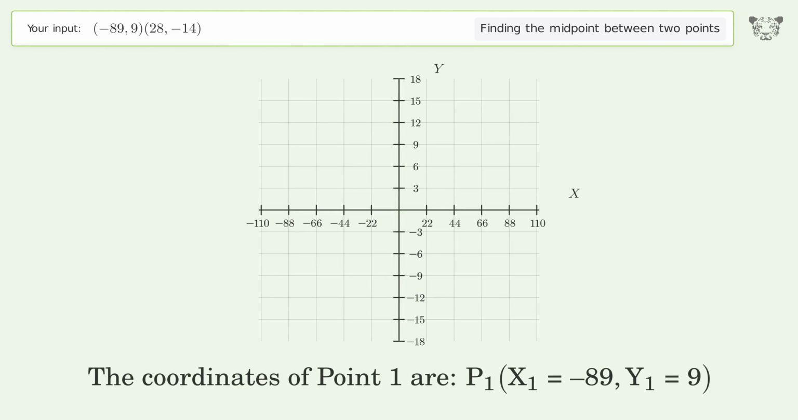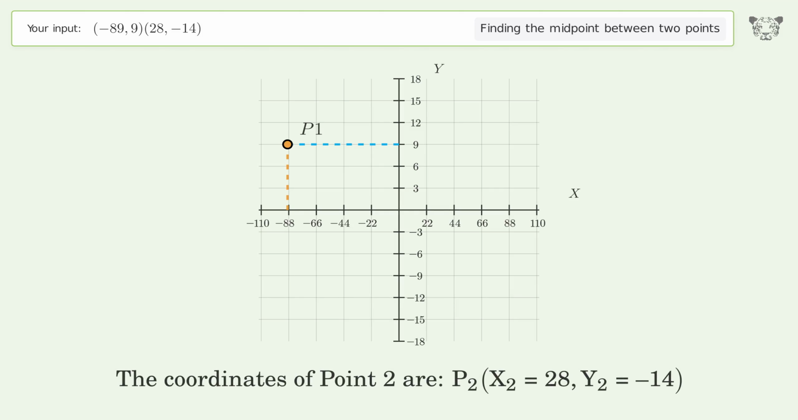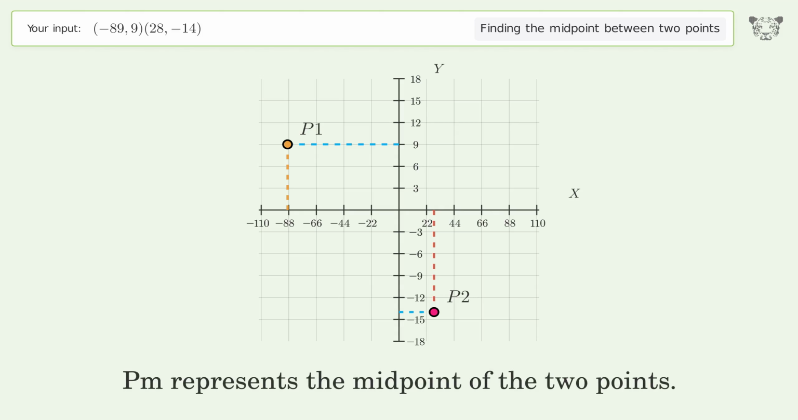The coordinates of point 1 are x1 equals -89, y1 equals 9. The coordinates of point 2 are x2 equals 28, y2 equals -14. PM represents the midpoint of the 2 points.